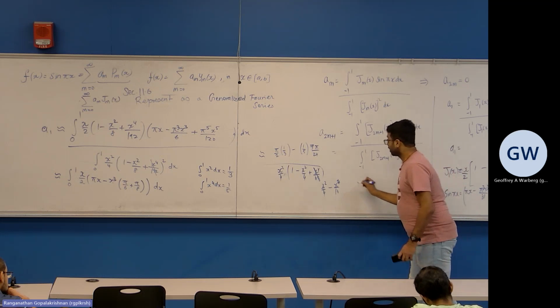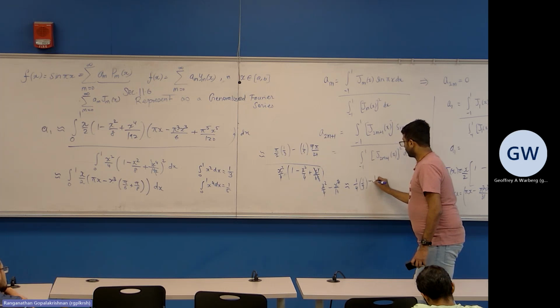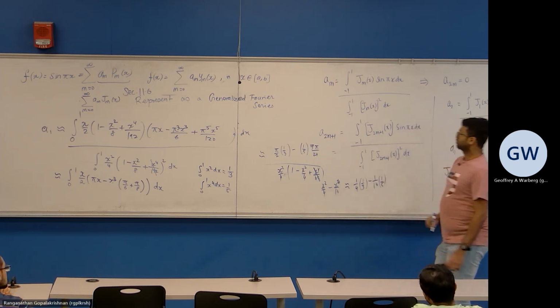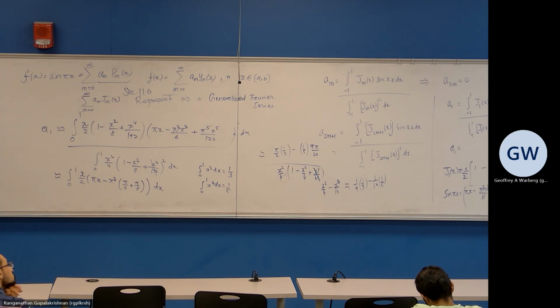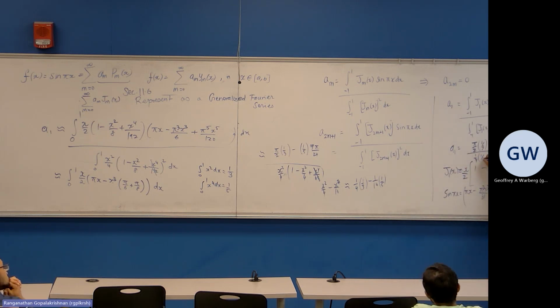So this is approximately 1/4 times 1/3 minus 1/16 times 1/5. So A1 would be approximately pi by 2 times 1/3 minus 1 by 5 times 7 pi by 24, the whole thing divided by 1/4 times 1/3 minus 1/16 times 1/5.